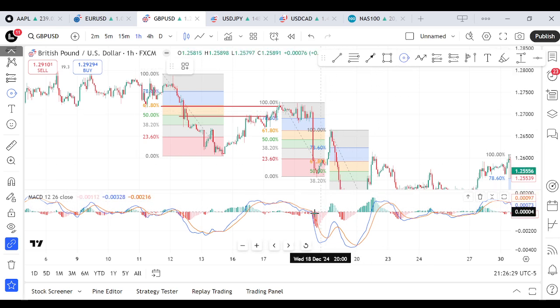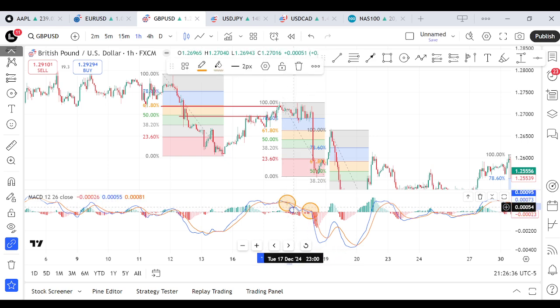As you can see, we still have price ranging around this area, around the 61% area. And finally, we have the confirmation to sell. We have the red histogram bars, we have the crossover here also, we have the cross below 0, the MACD line and the moving average crossing below 0, showing us that yes, we should indeed be selling.